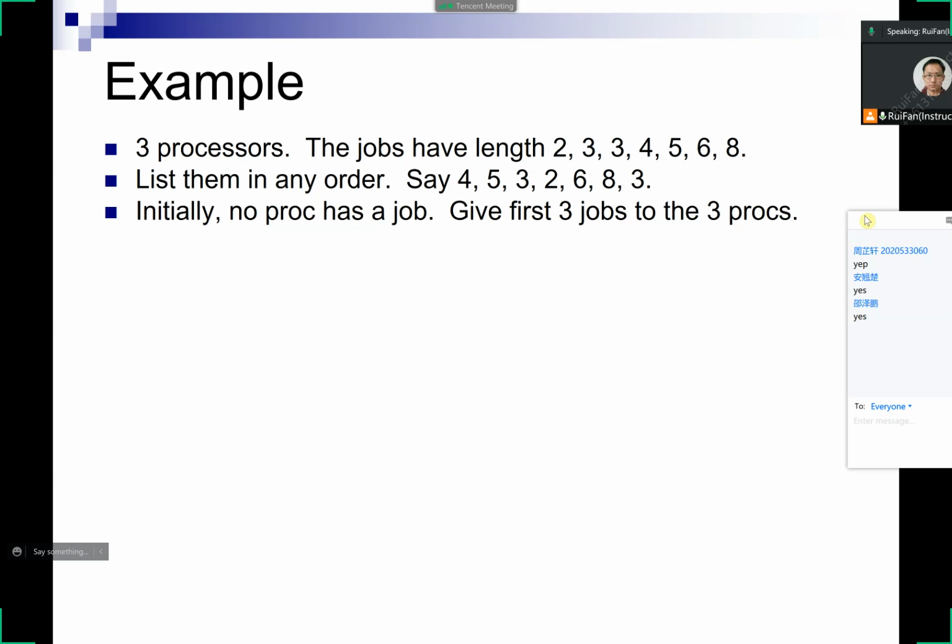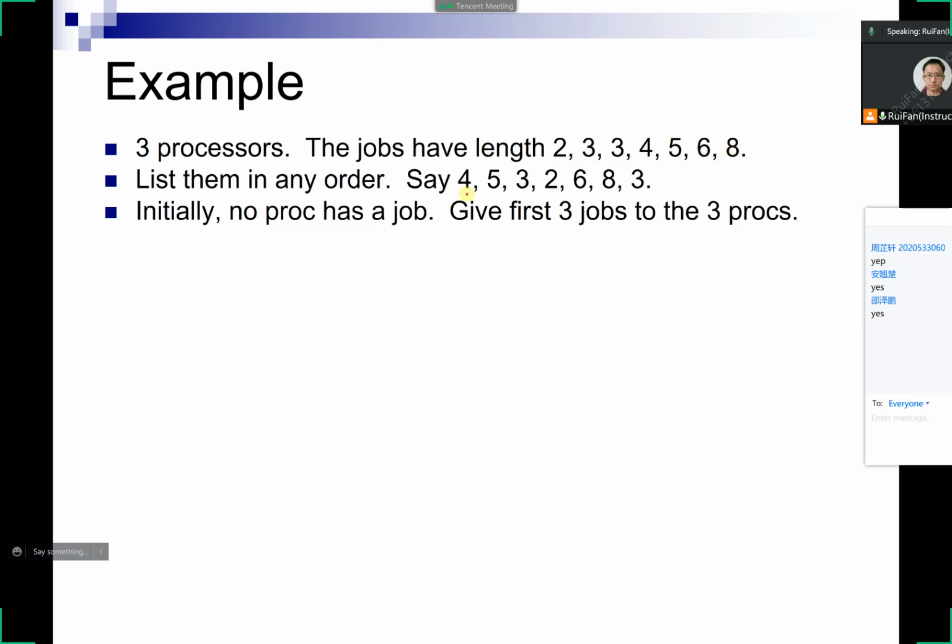All right, so let's do our final lecture. The first thing is we're going to finish up talking about the list scheduling problem that we talked about. Remember that the problem is that we have a set of jobs, and the jobs have certain sizes, and we're trying to allocate them to multiple processors.